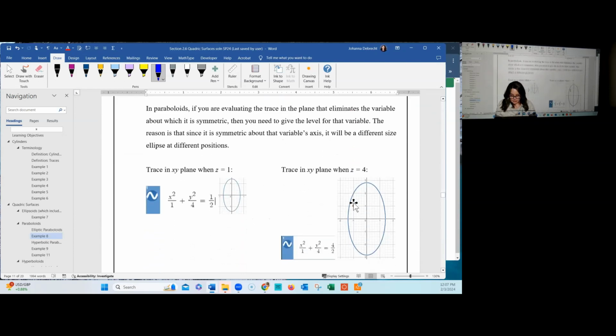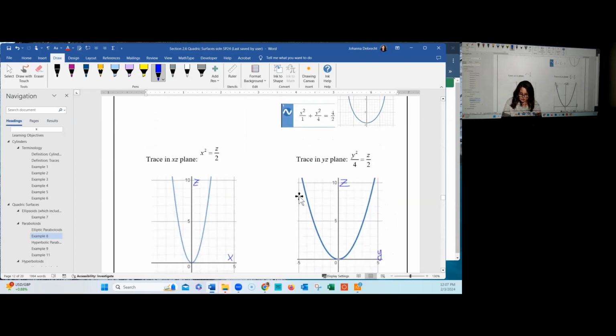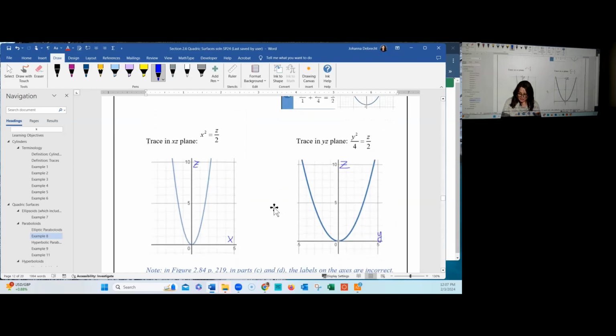If you're evaluating the trace in the plane that gives the ellipse, remember you have to specify what the Z value is so that you know what it's equal to. It gives an ellipse of a different size. If you're eliminating one of the other variables, it gives you a parabola and you don't need to specify the Z value. It's always going to give you the same shape.